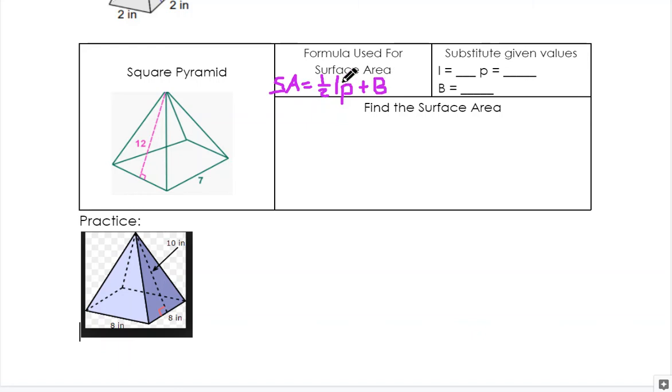All right, so let's figure out what L is first. So L means the slant height, like I was running up the side of the pyramid. And I can see right here that it is 12. So L would be 12.